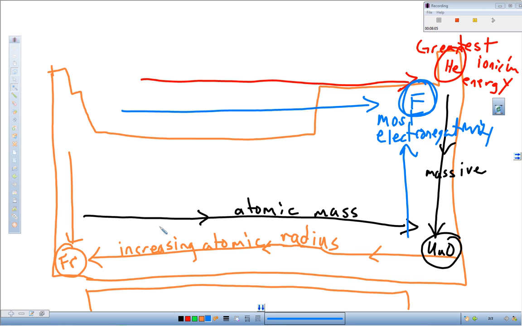Those are your 4 major trends. So if you can remember, francium is fat, fluorine is a thief, helium is perfect and hates to be disturbed, and UUO is massive, then you know your trends, because as you head toward those corners, trends are increasing.